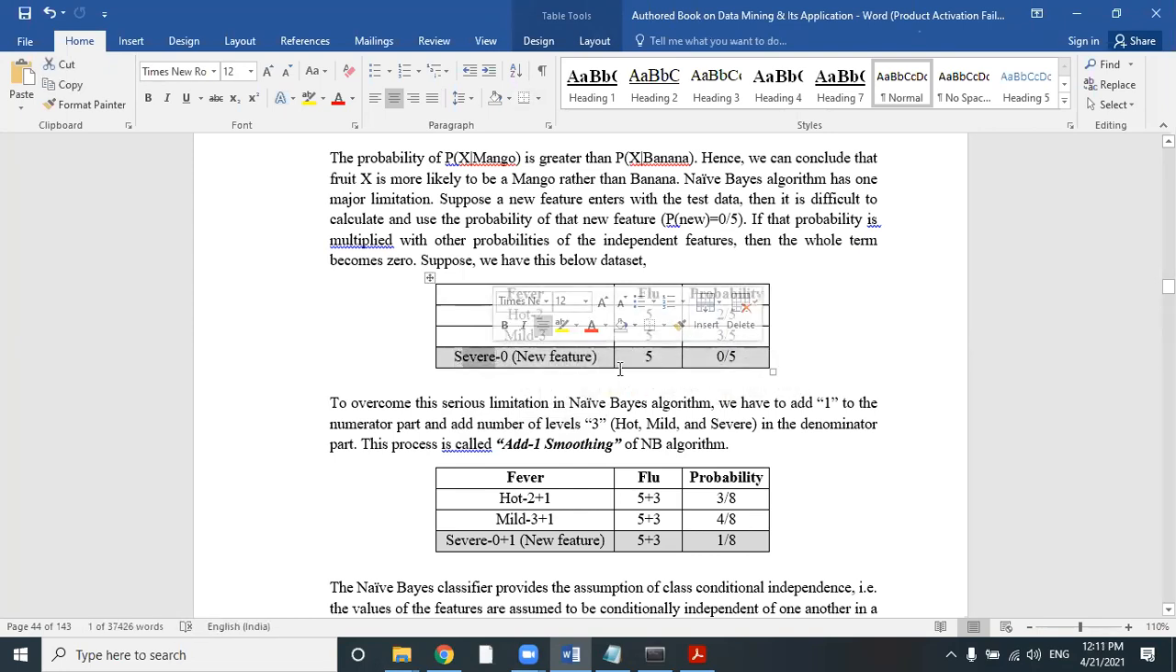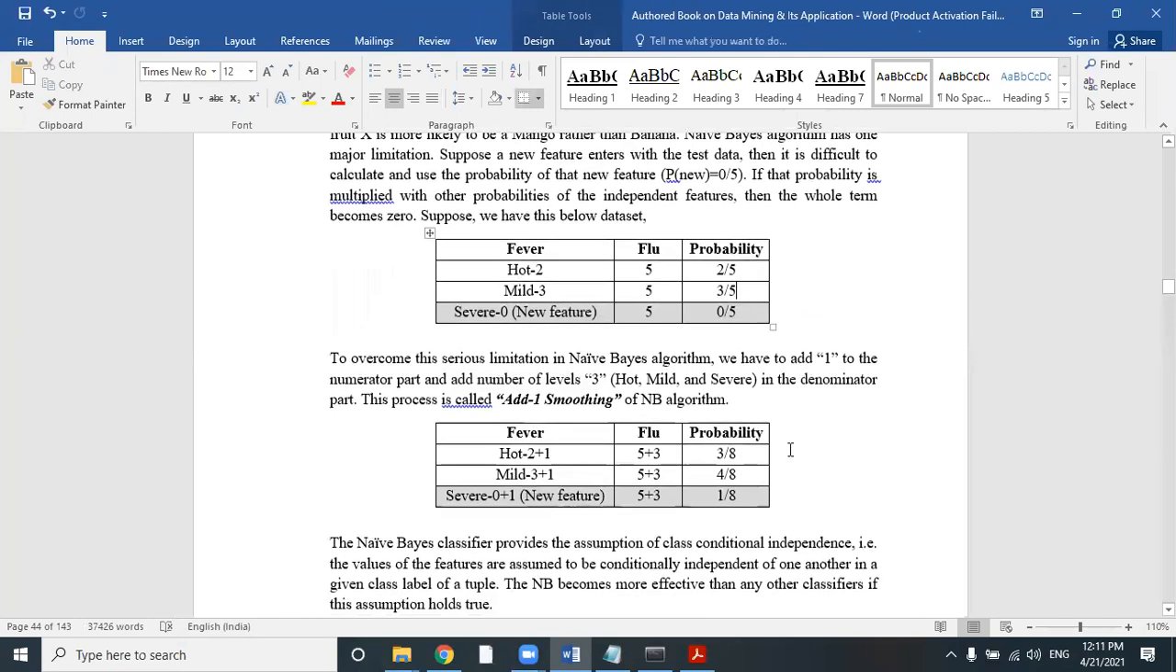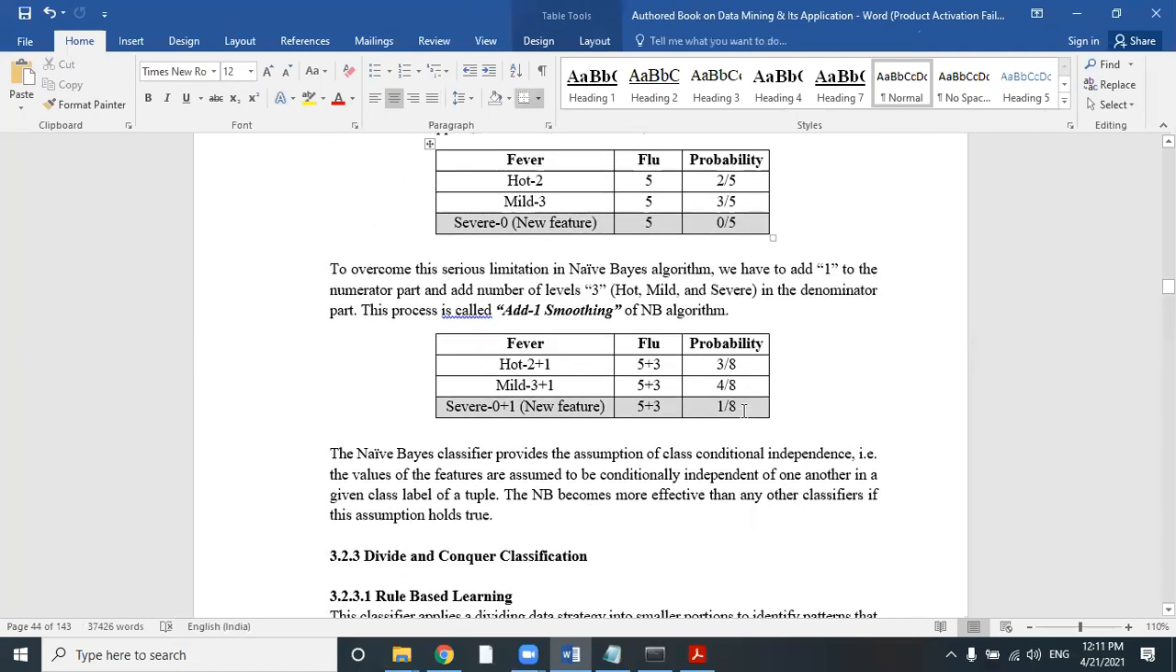So this number of levels will be added to the total number of classes, that means to the denominator part. The denominator part is 5. So 5 plus 3, 5 plus 3, 5 plus 3. That means 8, 8, 8. So 3 by 8, 4 by 8, 1 by 8. In this way, we have successfully overcome the zero frequency problem. Right now it is not 0 anymore. So we overcome the problem of zero frequency by using the add-one smoothing technique in the naive Bayes algorithm.